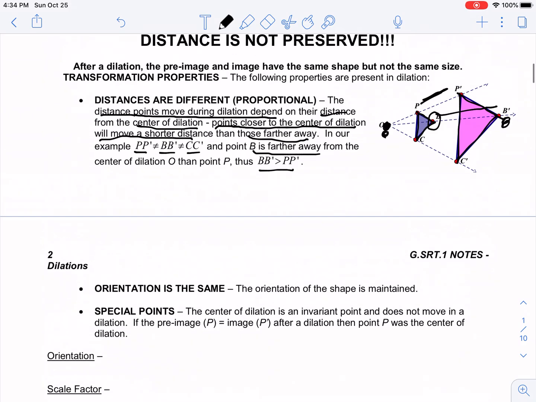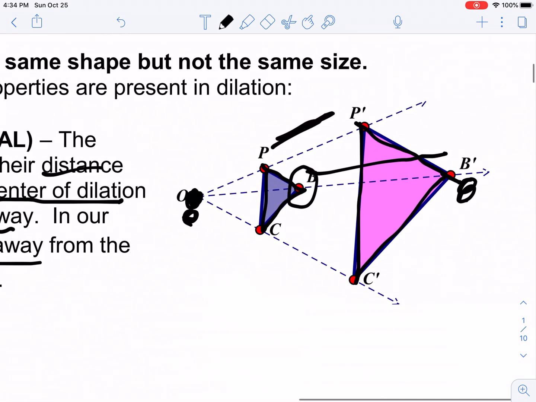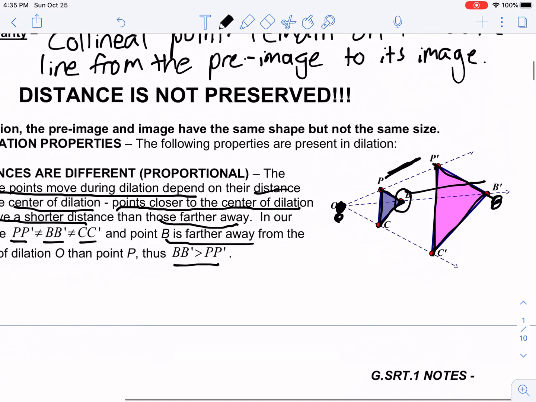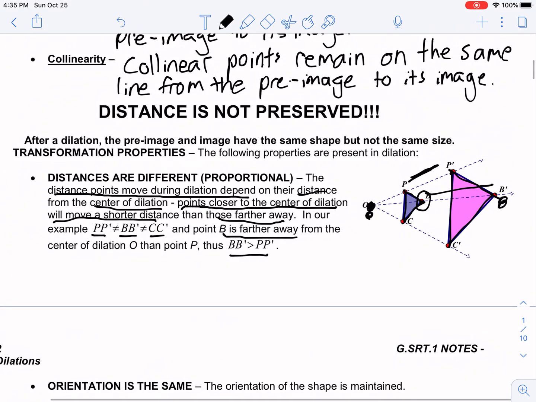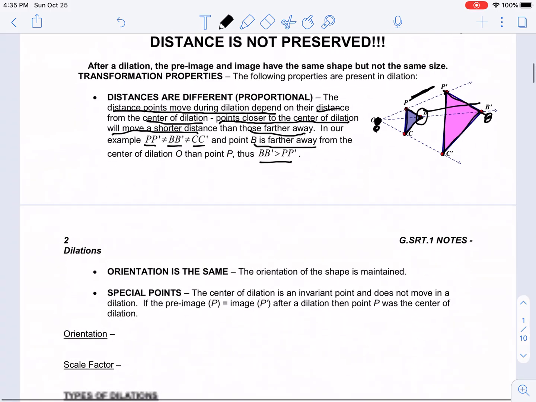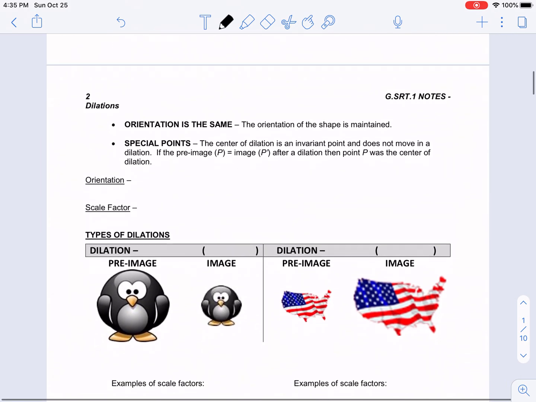All that's saying is, if we go back to here, P moved to P prime, B moved to B prime, C moved to C prime, but O, our center of dilation, remains the same, okay? So the center of dilation doesn't move. If you have a point that doesn't move when we're dilating, that has to be the center of dilation.